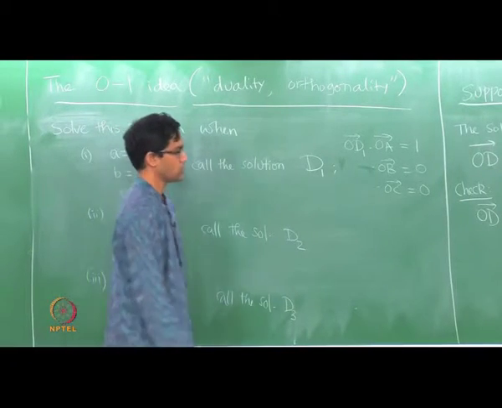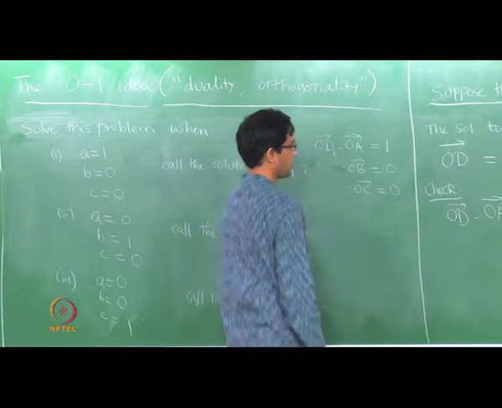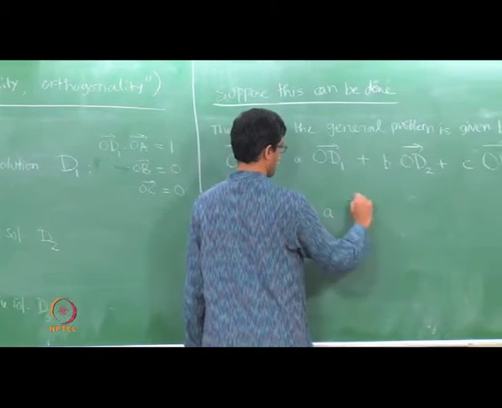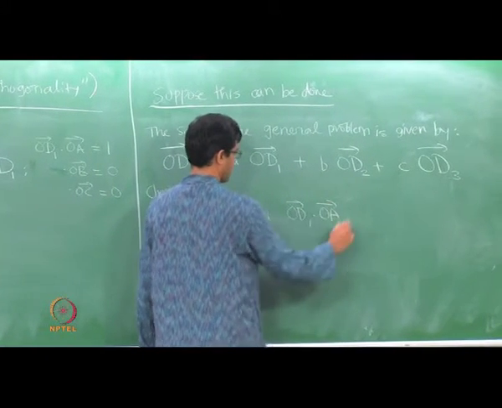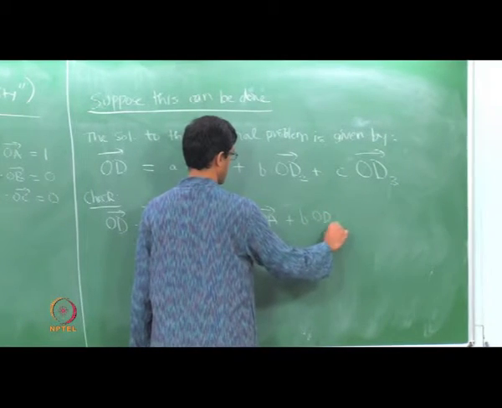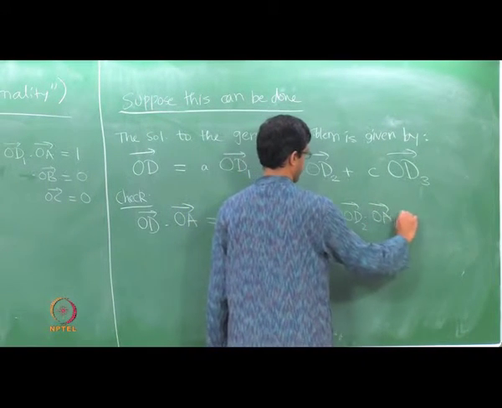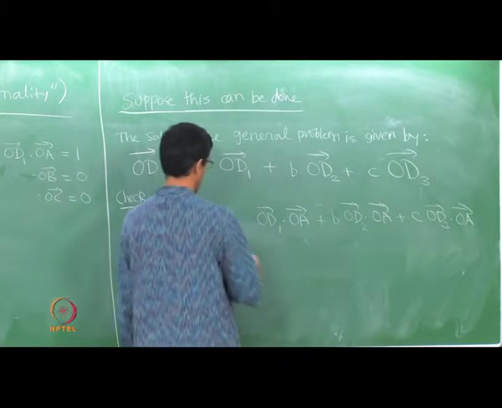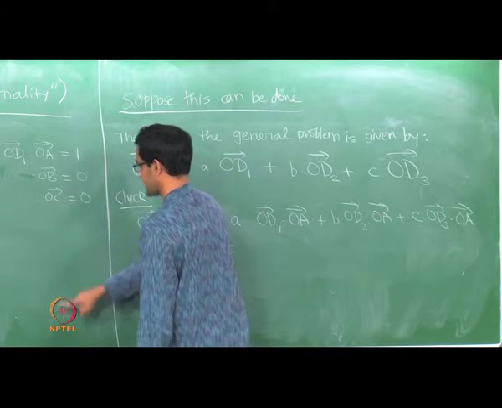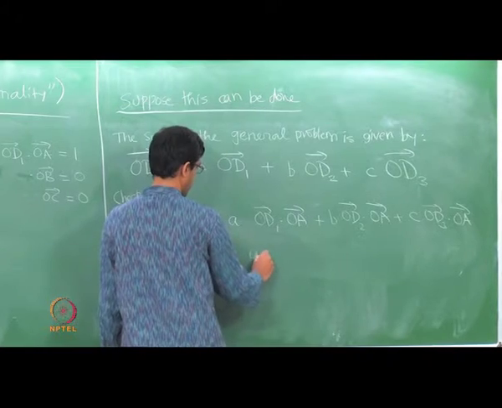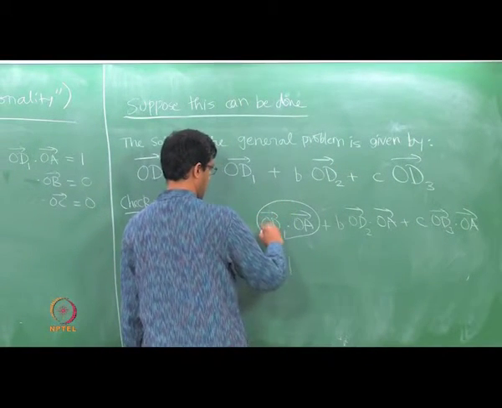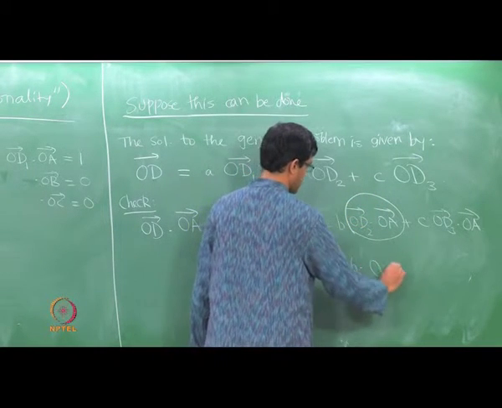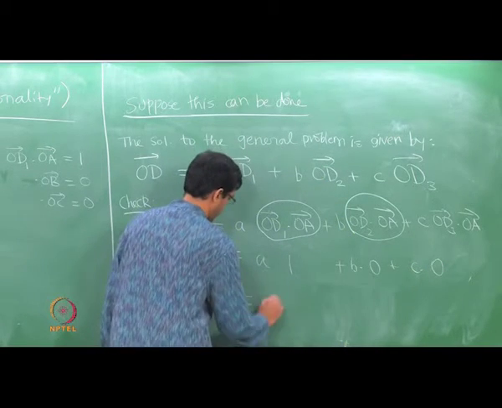That is what D1 does. So, let us compute this. OD dot OA would be A times OD1 dot OA, B times OD2 dot OA, and C times OD3 dot OA. And observe that, by doing the same thing for D2 and D3, this dot product is a 1, while the other two dot products are in fact zeros. So, it is plus B times 0 plus C times 0. So, the answer is exactly A.